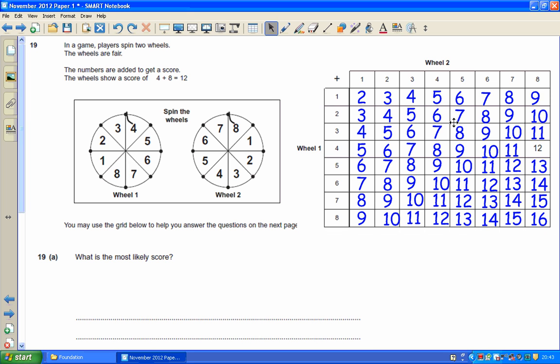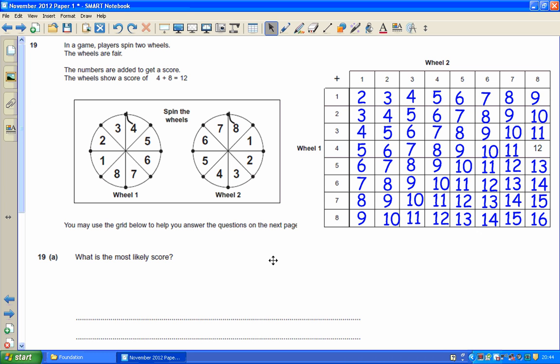So all I've done is I've filled the numbers in already on that one. So 1 add 1 is 2, 1 add 2 is 3, 1 add 3 is 4, 1 add 4 is 5, 1 add 5 is 6. Down here, 4 add 5 is 9, 6 add 7 is 13. So I've just added together the top numbers to the bottom numbers, the wheel 1 to the wheel 2. So they are all the different things that we could get there.